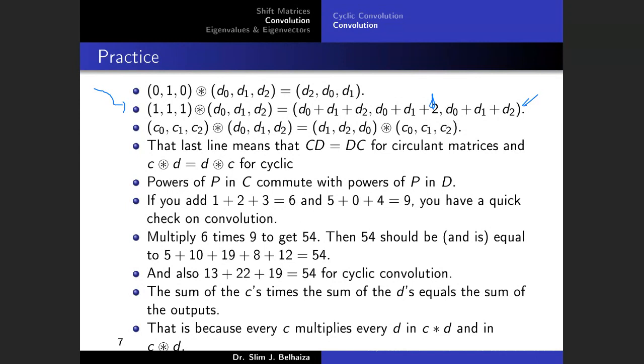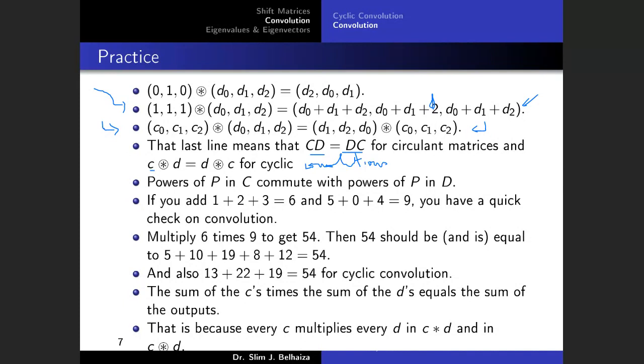Okay. Now, if you do the last one, this is more interesting. If you multiply C0, C1, C2 by D0, D1, D2, you get exactly that rule, which meant that CD is equal to DC for circulant matrices. And in fact, you can write that C times D is equal to D times C, following the cyclic convolution rules. Okay, so for cyclic convolution, there is a missing word here.